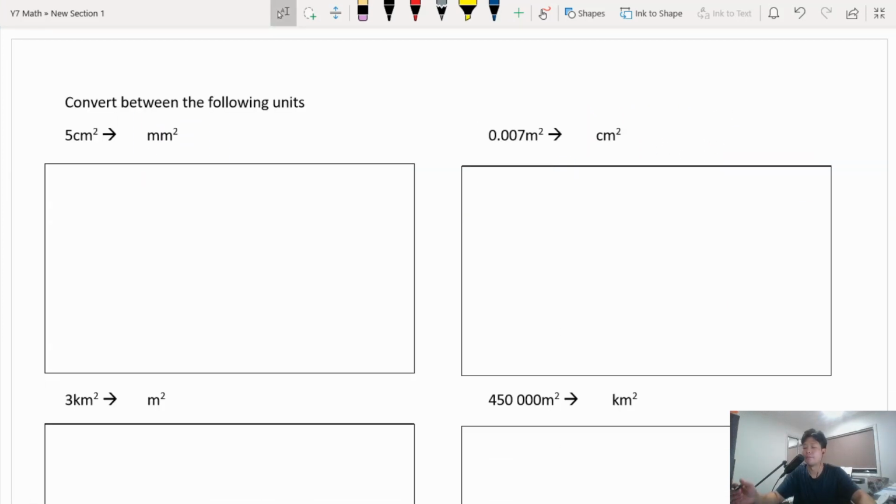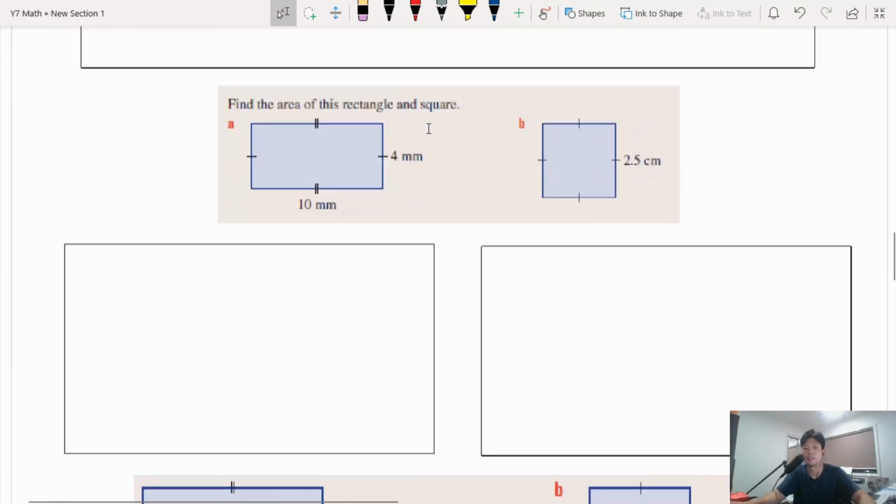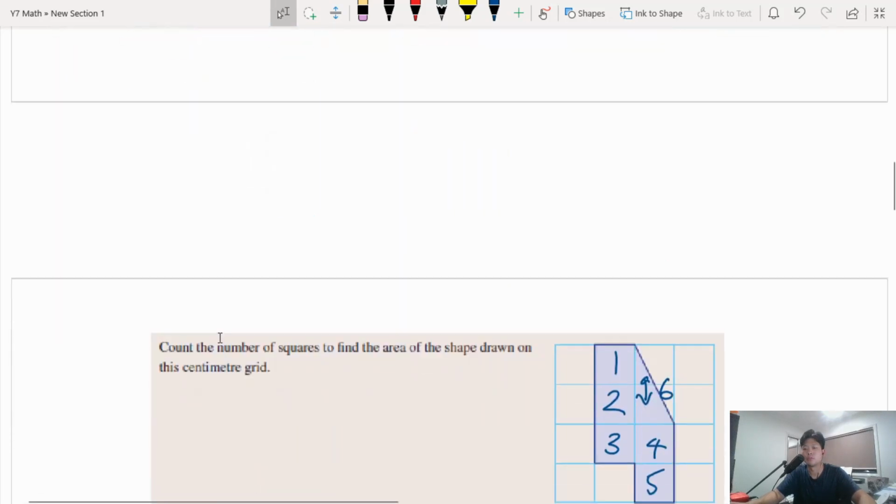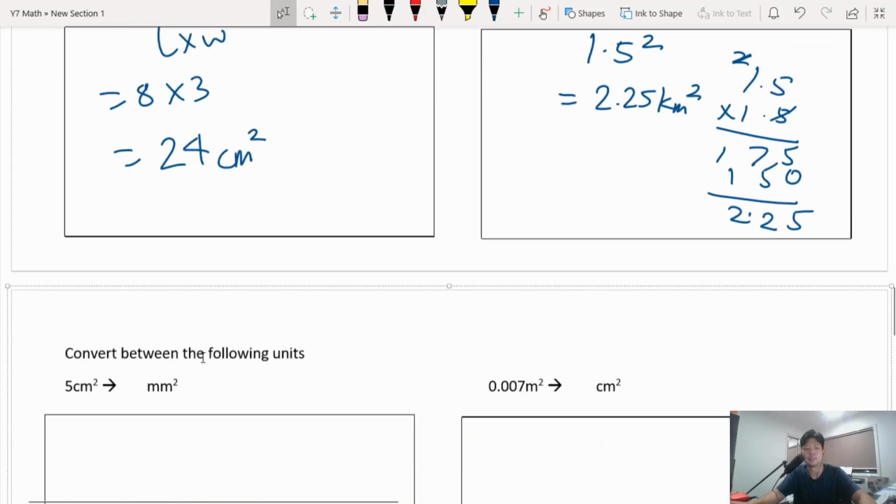Alright, so now we're going to convert between the following units, so we're going to use that flow chart we created earlier just up here. Yep, we're going to use this, so just flip back to that while we're doing these questions.